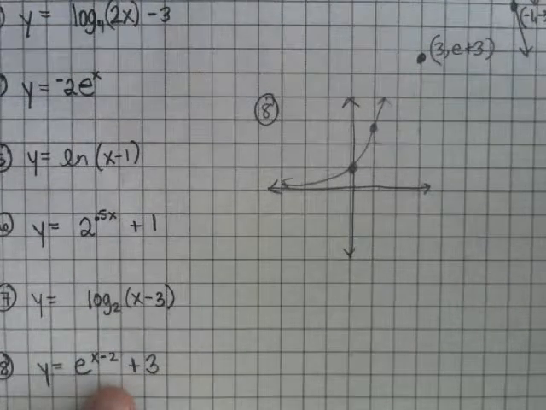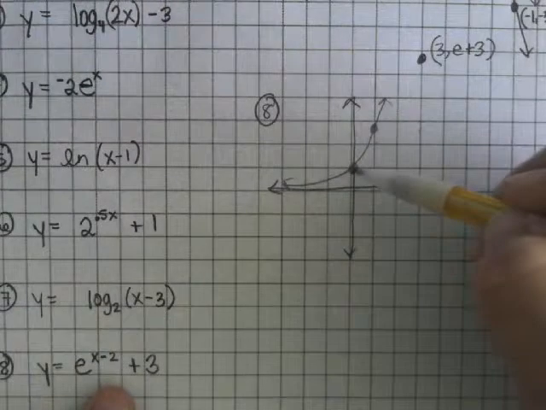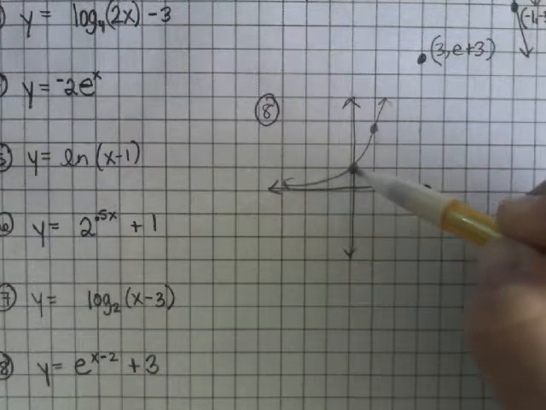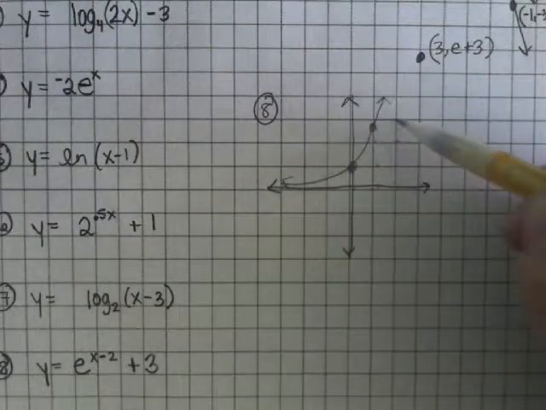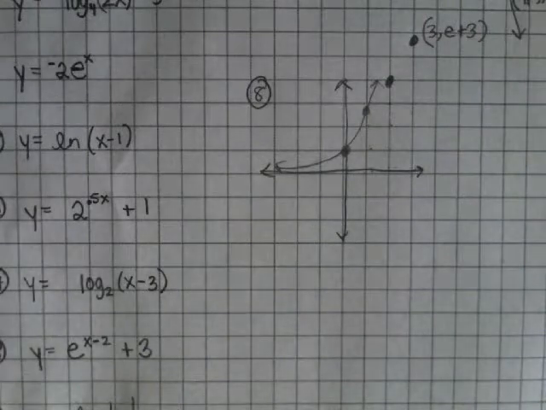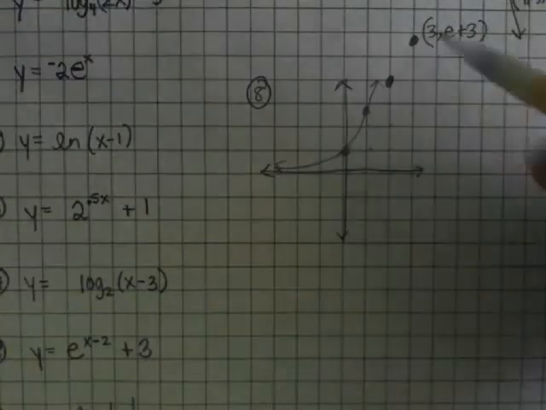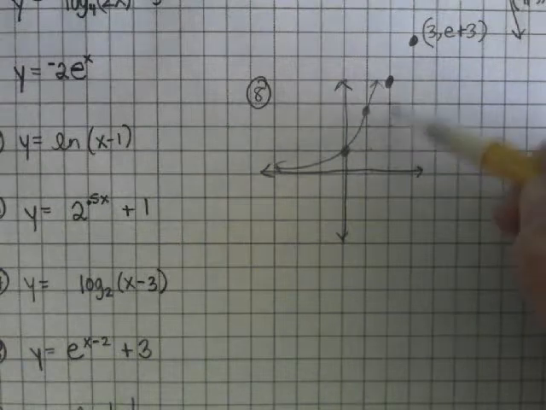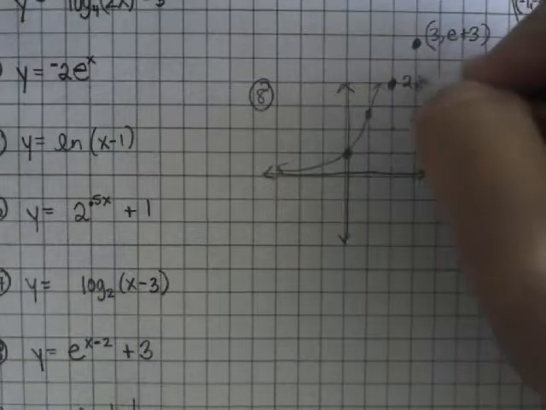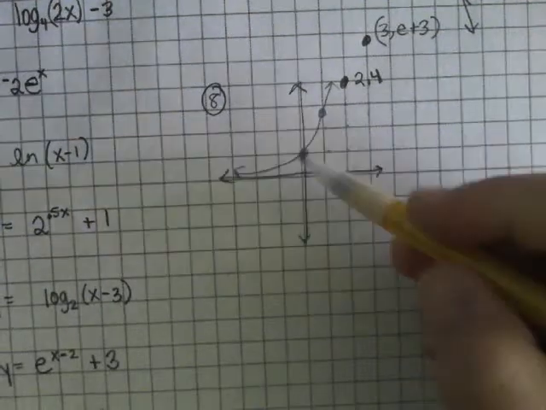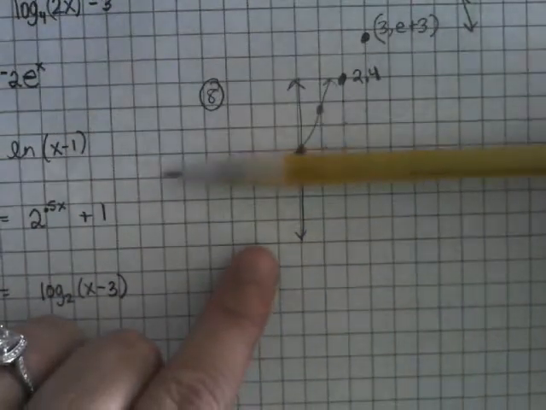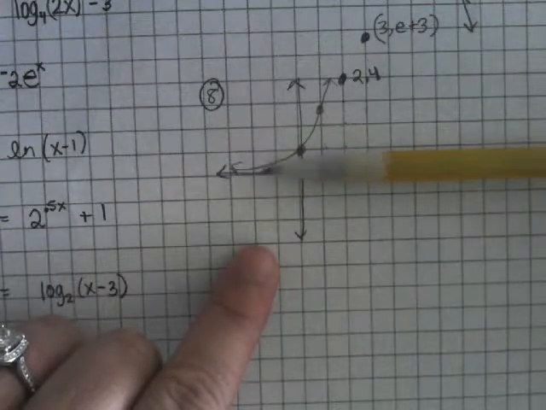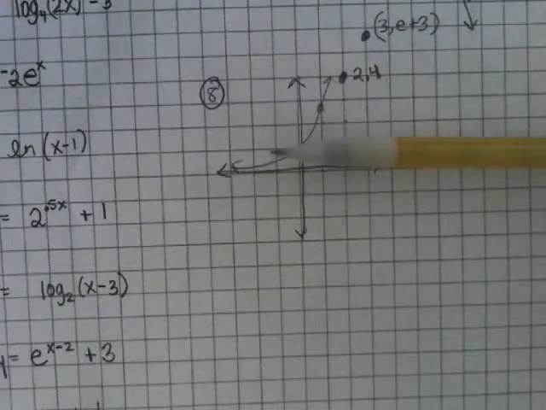On this one here, we are going to shift it right 2 and up 3, which should be easier. Here you go, guys. And that point is 2, comma 4. My asymptote, which was the x-axis, got shifted right 2 units, which doesn't change it, but then up 3, 1, 2, 3. So your new asymptote is right here.